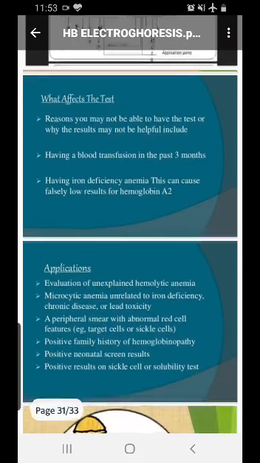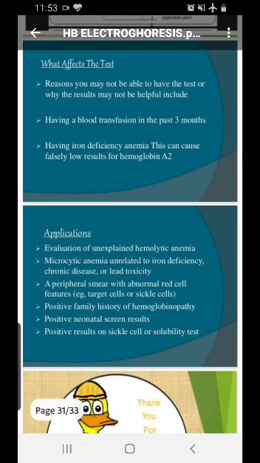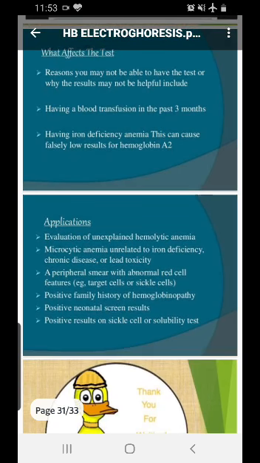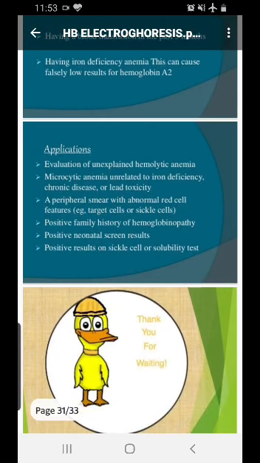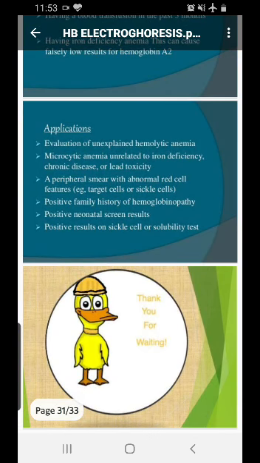So what are the possible reasons which can affect the test? Having a blood transfusion in the past 3 months, because if there is some foreign blood inside the body, obviously you will not get the bands. Okay, and if it is iron deficiency, false low positives can be seen. What are the applications? Evaluation of unexplained hemolytic anemias, obviously, and then abnormal sickles, and positive family history, neonatal screening if the parents or the family history is there, and positive results for sickles on the solubility test.